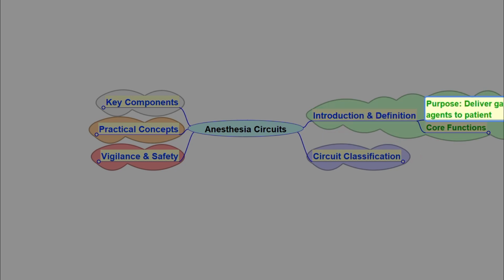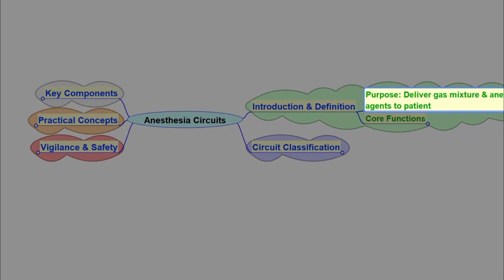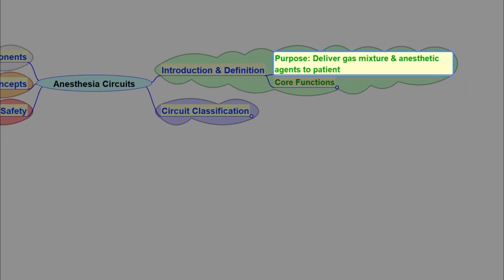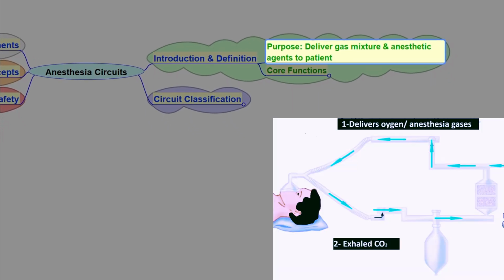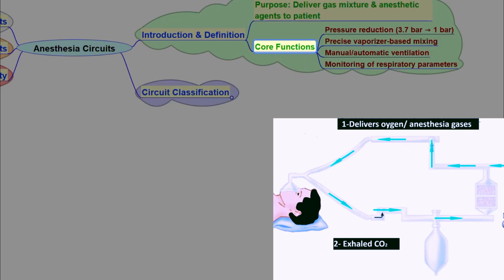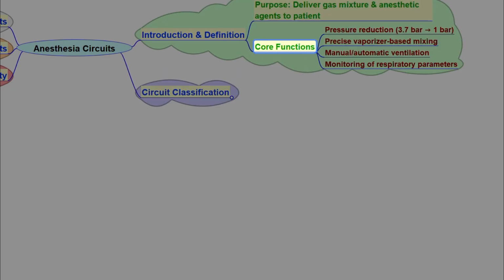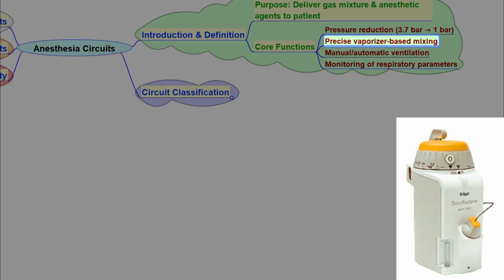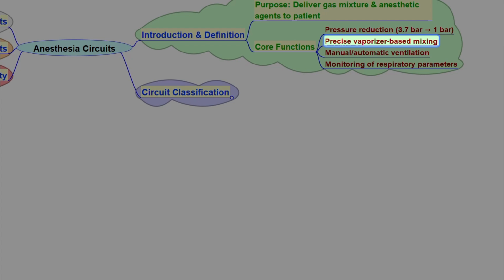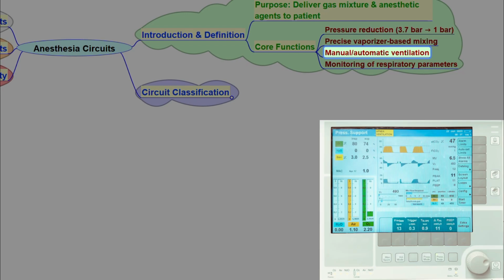Let's begin. The circuit delivers life support, a precise mix of oxygen, air, and anesthetic agents to the patient, while ensuring ventilation and removing CO2. It performs four key jobs. First, pressure reduction of the gas supply from 3.7 to 1, precise vaporizer mixing, manual or mechanical ventilation, and integrated parameter monitoring. Classification: we have three types.